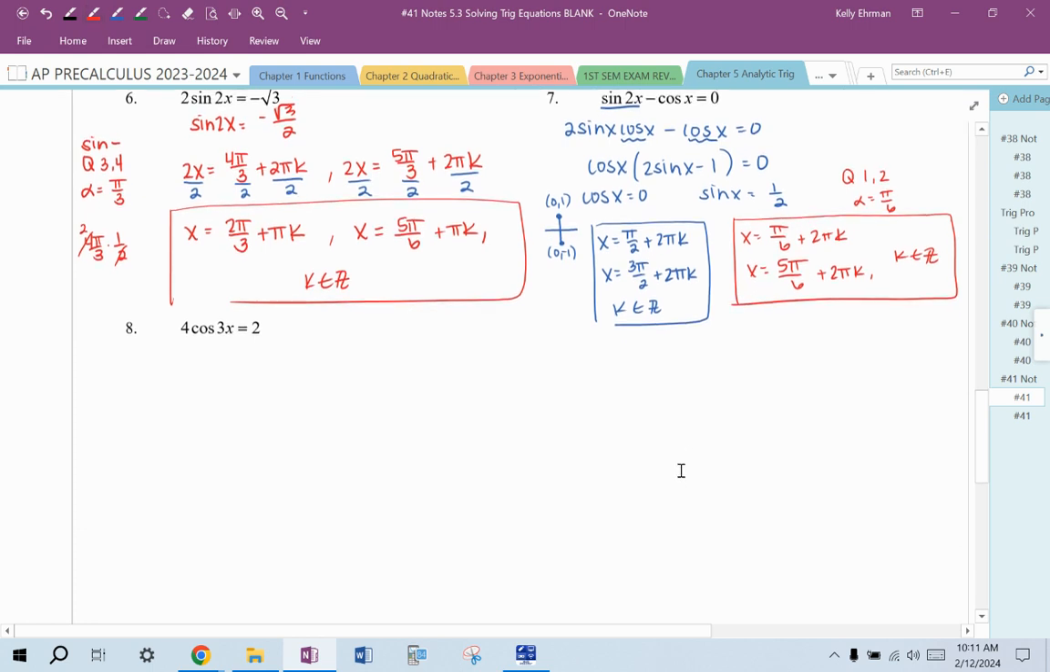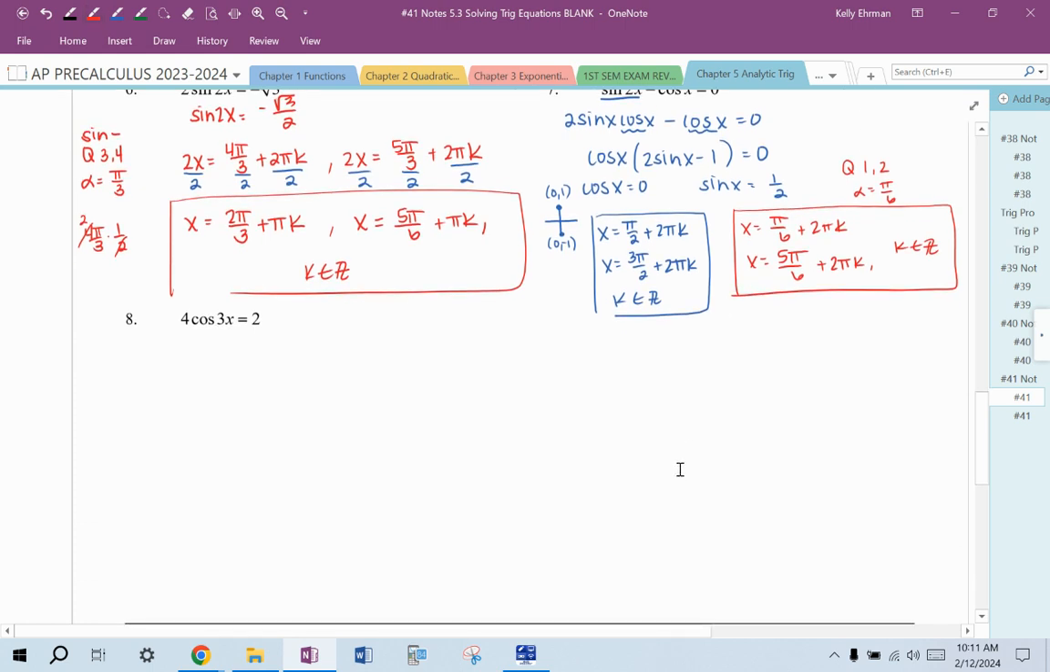Okay, final problem here. 4 cosine of 3x equals 2. So again, it's a single trig term. We don't want to use identities. Plus cosine of 3x, we'd have to use like a sum or difference with 2x and x. We don't want to do that. So isolate this first. Cosine of 3x equals 2 over 4, which is 1/2.